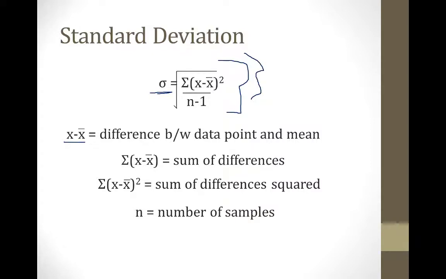X minus X mean is the difference between each data point and the mean, and the sum of all the X minus X means is the sum of all the differences. So you're adding up how far away each data point is from the mean. Then you're going to square those differences, divide by the number of samples minus 1, and then take the square root of that entire thing right here.